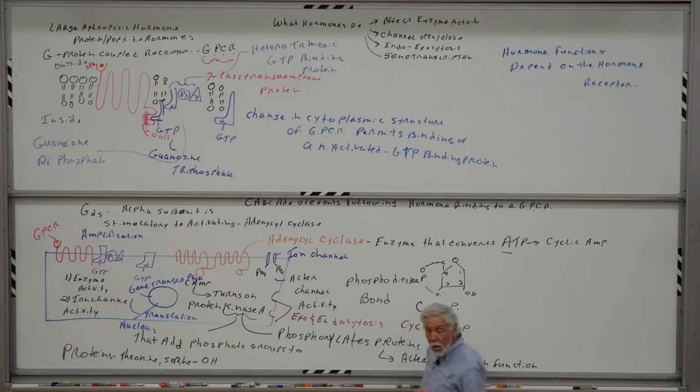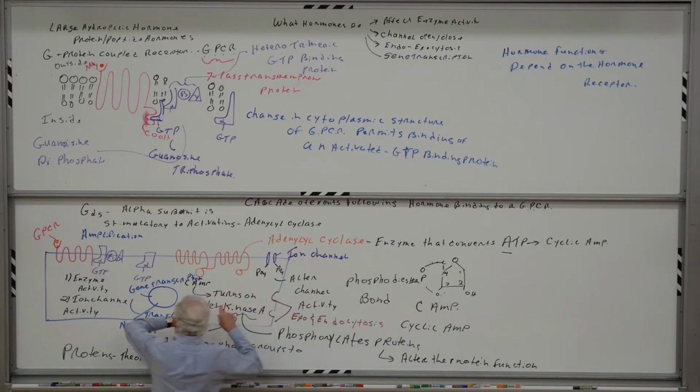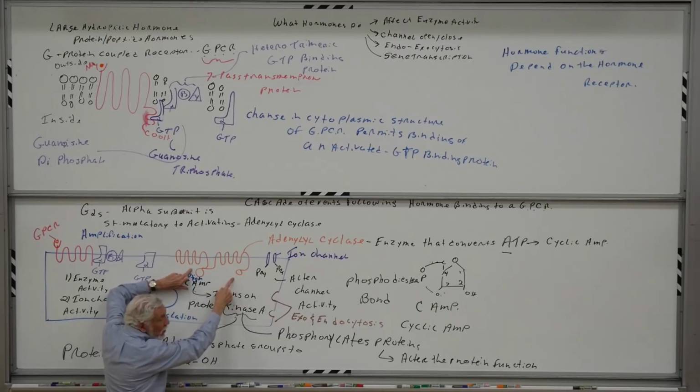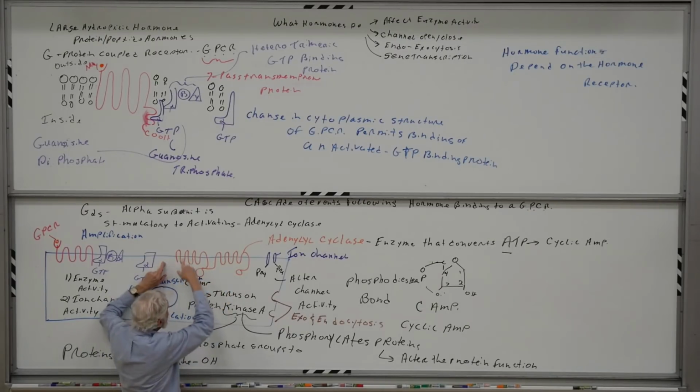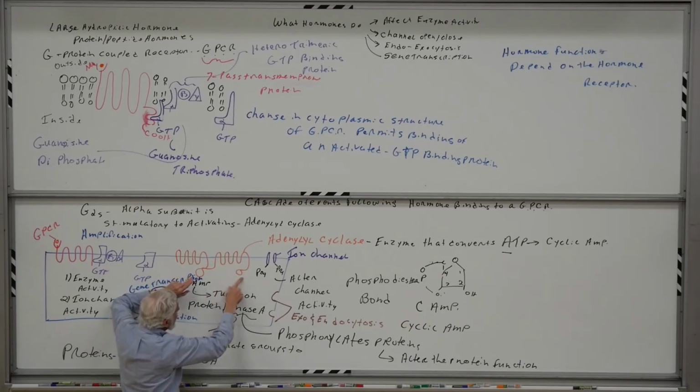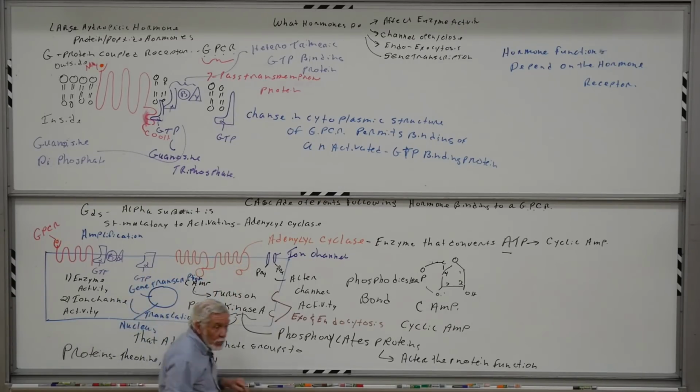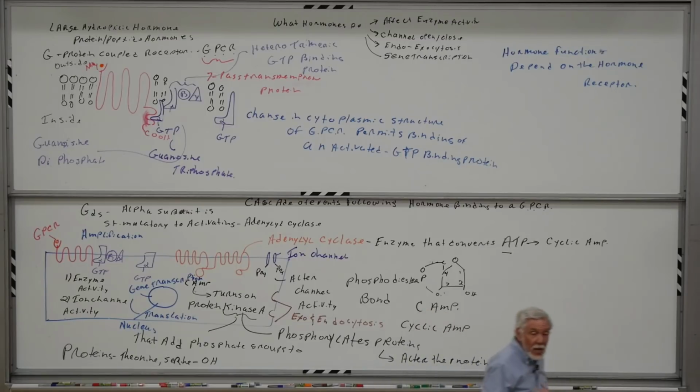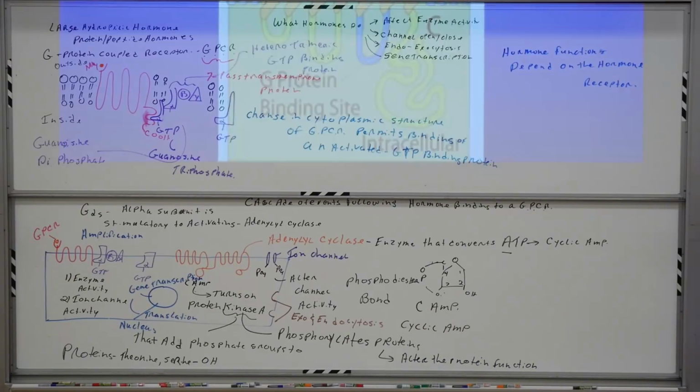What were the circles on the adenylyl cyclase? Oh, I just added more detail than I needed. These little circles are meant to be the active regions of the adenylyl cyclase. So they have this complex transmembrane region, but there are two regions within the cytoplasm that are the active portions of the enzyme.